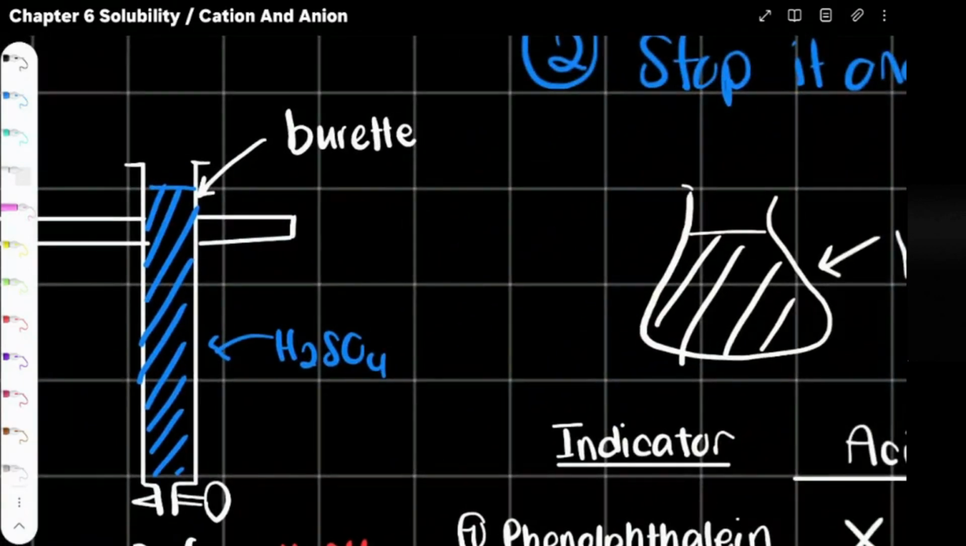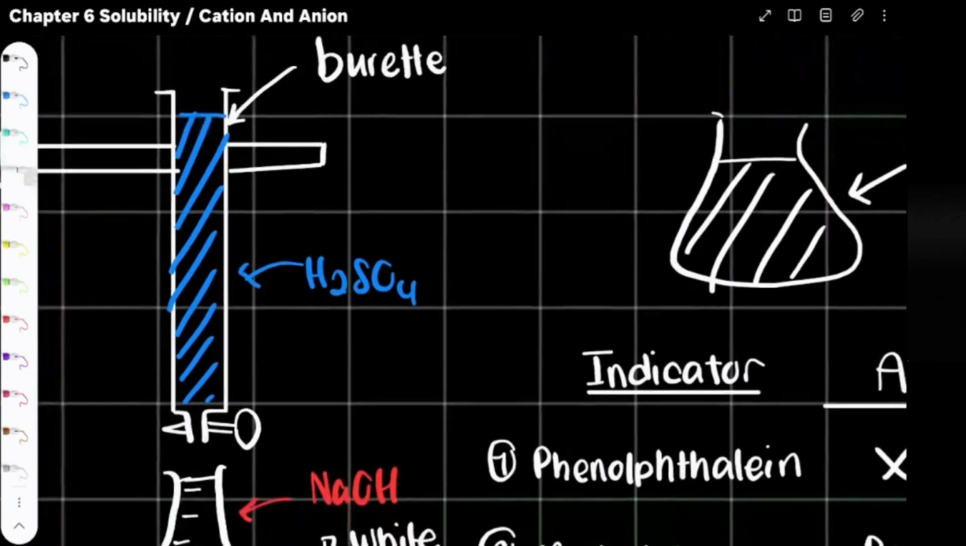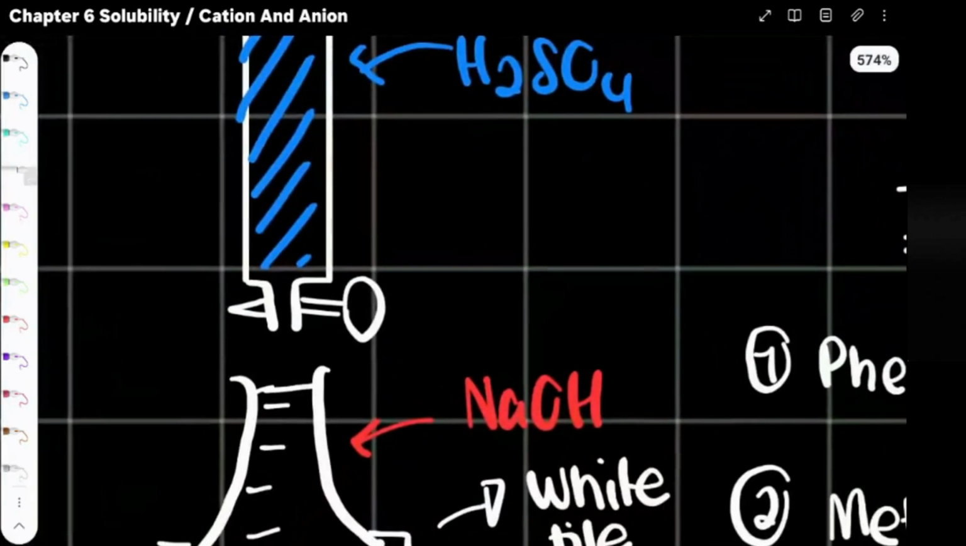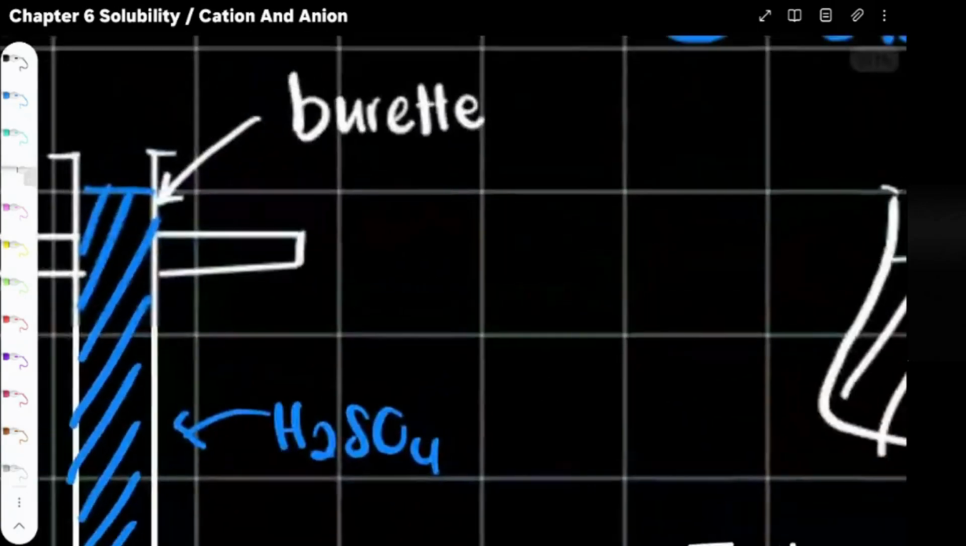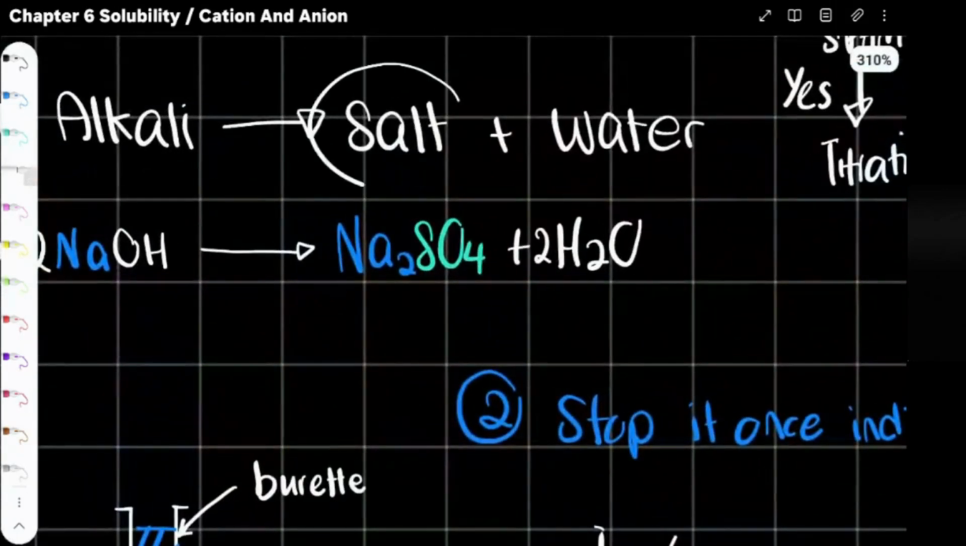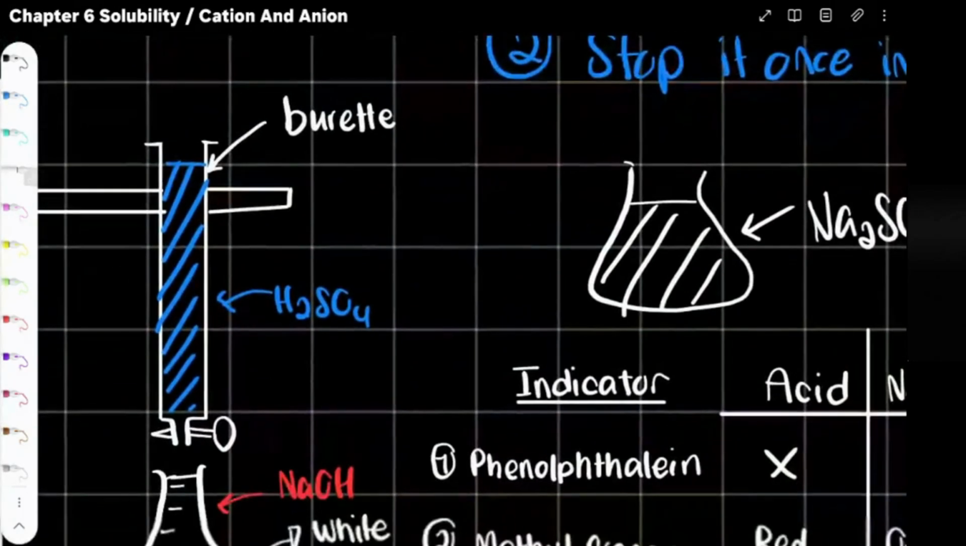And then they ask, what is the endpoint? I think they call it the endpoint, right? The endpoint is basically when this combined with this finally produces the salt that we want. So the endpoint is the point when the neutralization has occurred. Okay, that is the endpoint.